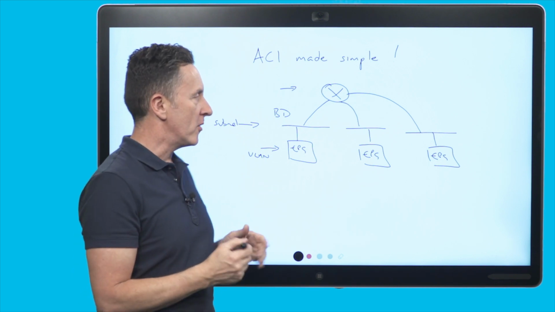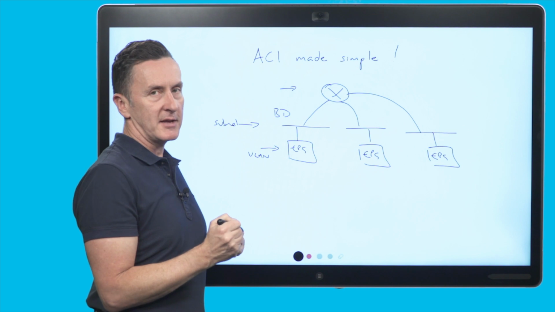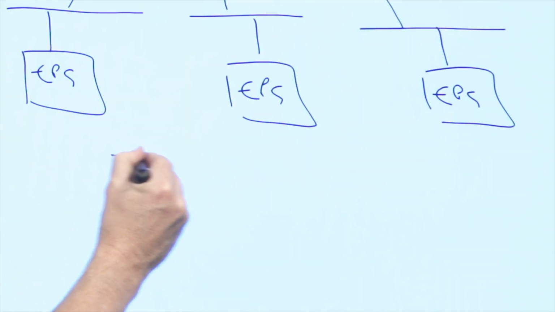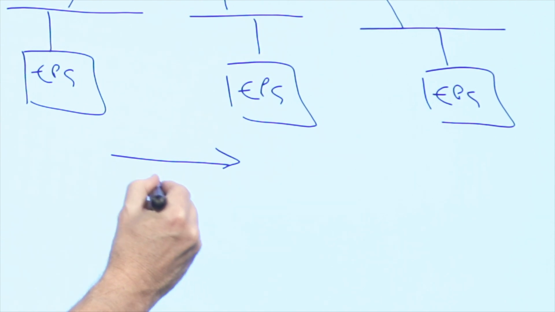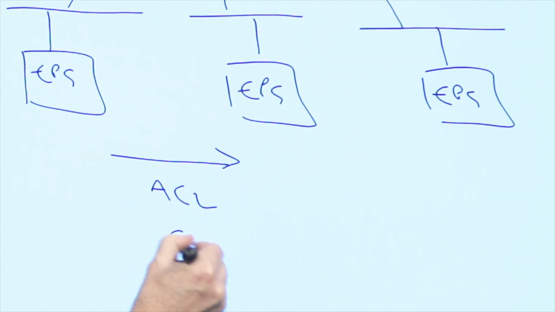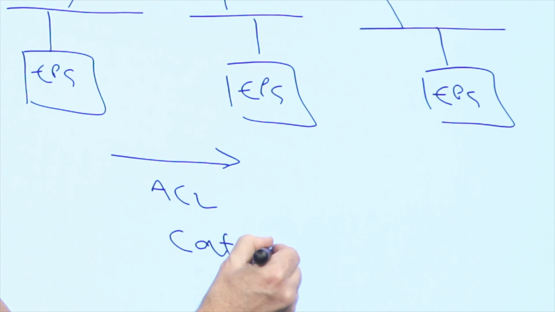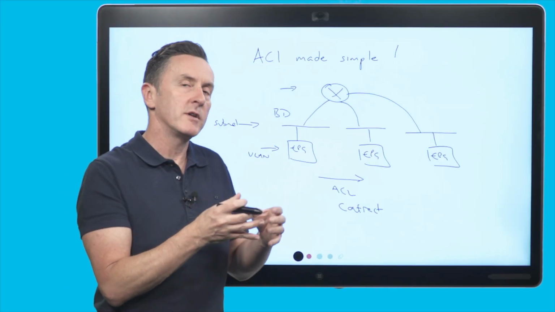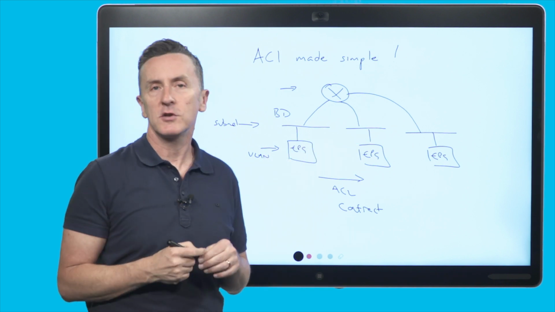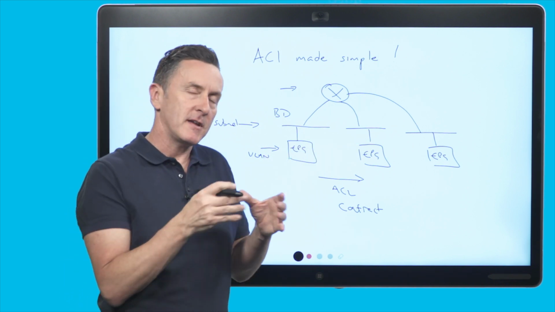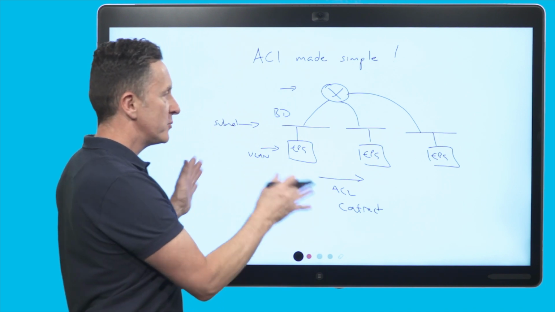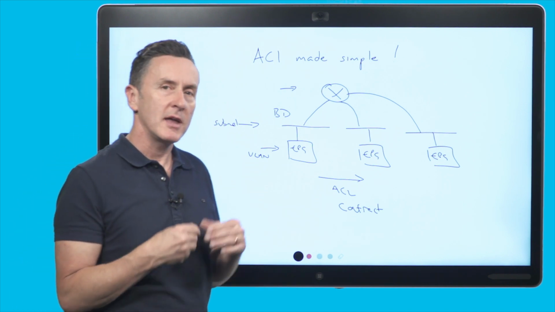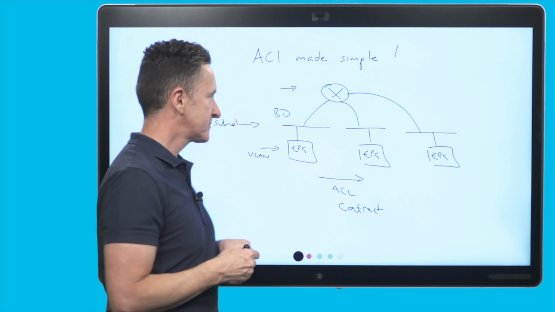And as I mentioned before, what is different with ACI is that if I want to talk from group one to group two, I need to put an access list or a contract, as it's known in ACI. I need to put a contract in place that allows me to talk from group 1, VLAN 1, to EPG 2, VLAN 2. So I have to have this in place before any communication is allowed on the network. So option one is very straightforward, very simple. Every customer is going to build this.